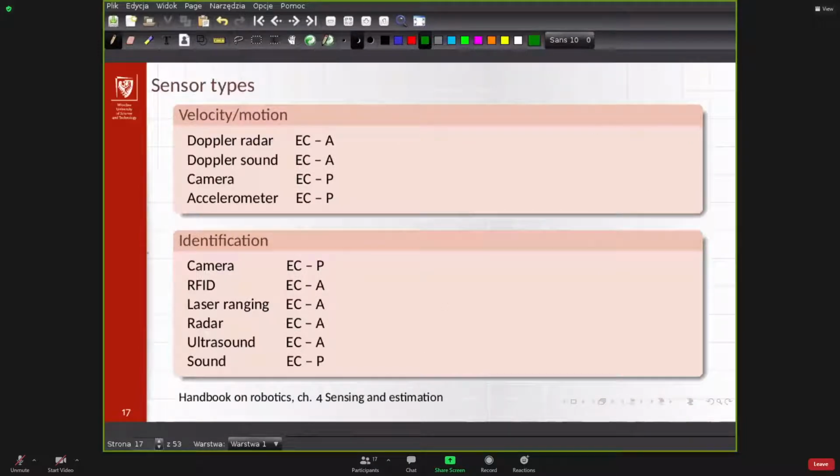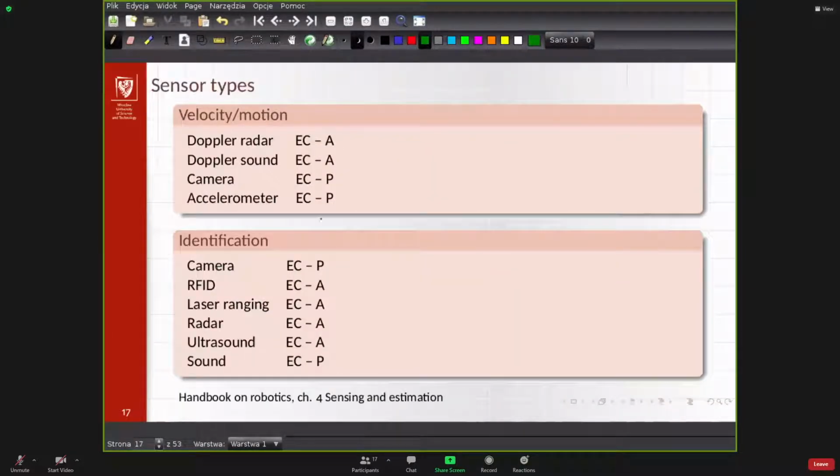Then velocity and motion: Doppler radar, Doppler sound sensor, camera, accelerometer. And identification, so to recognize certain, quite often biometric, but not only. We have camera, RFID, laser ranging, radar, ultrasound, and the regular sound hearing.